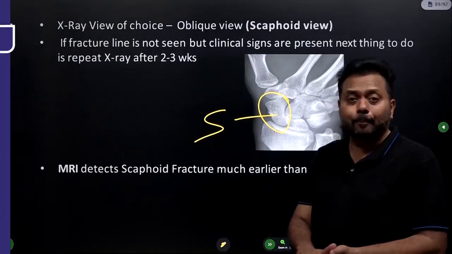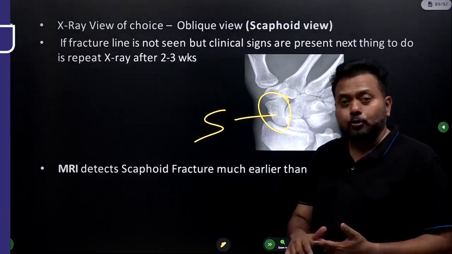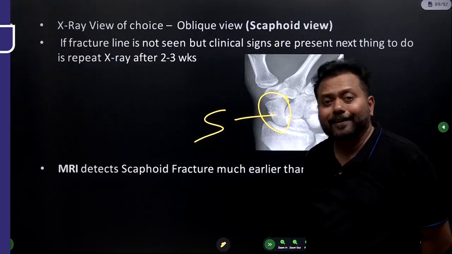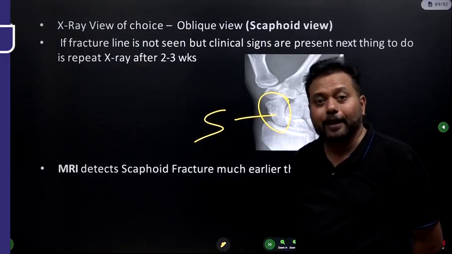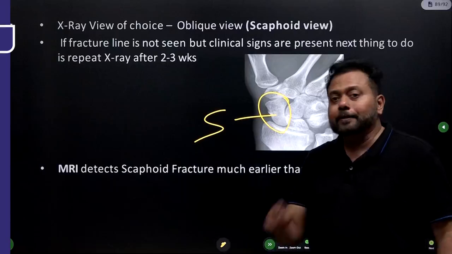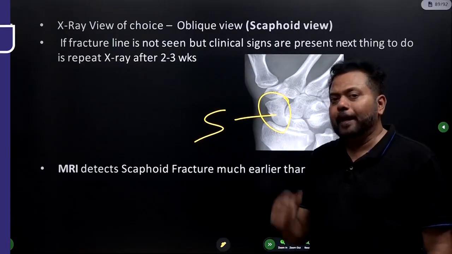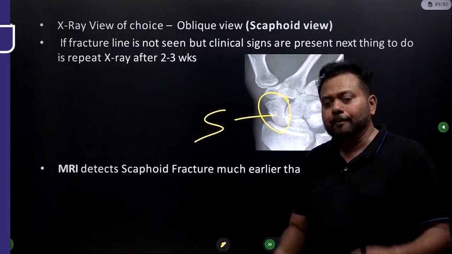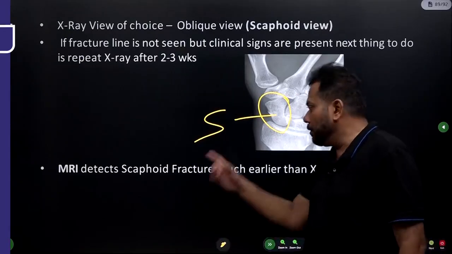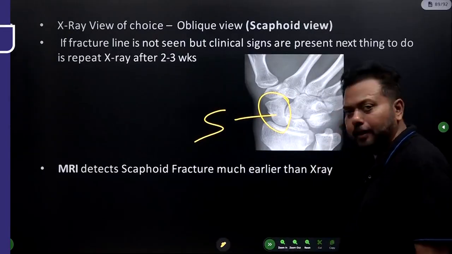Okay, so that's very, very important, dear friends. That's why nowadays they are telling MRI is a preferred investigation over X-ray as far as scaphoid fracture is concerned, because MRI usually won't miss a fracture line and it will pick up AVN in the very early stage so that screw fixation can be tried. So MRI detects scaphoid fracture much earlier than the X-ray.